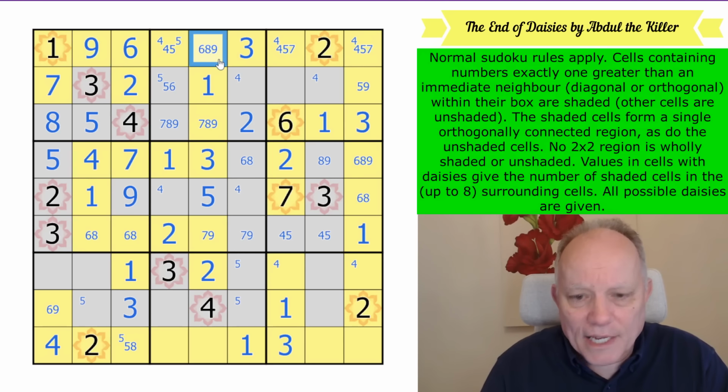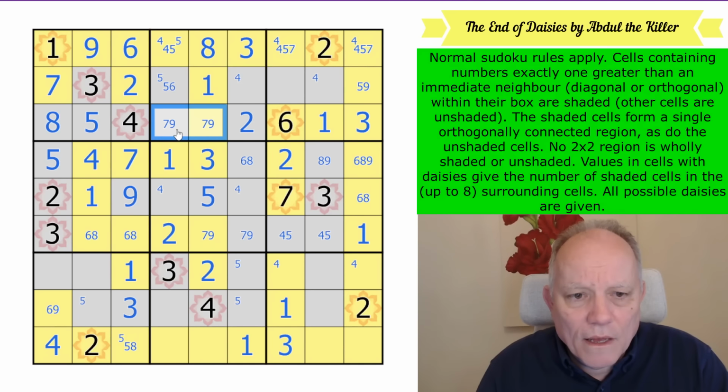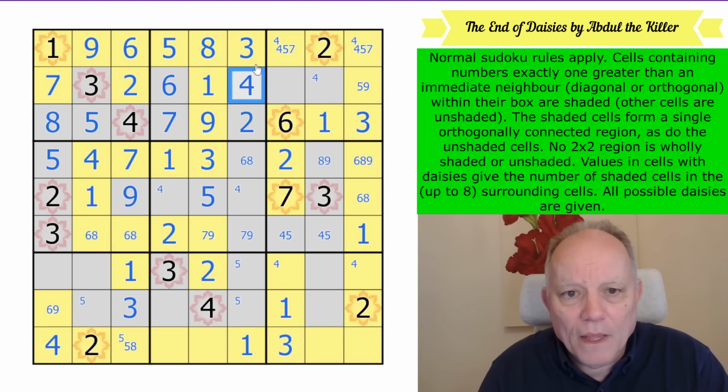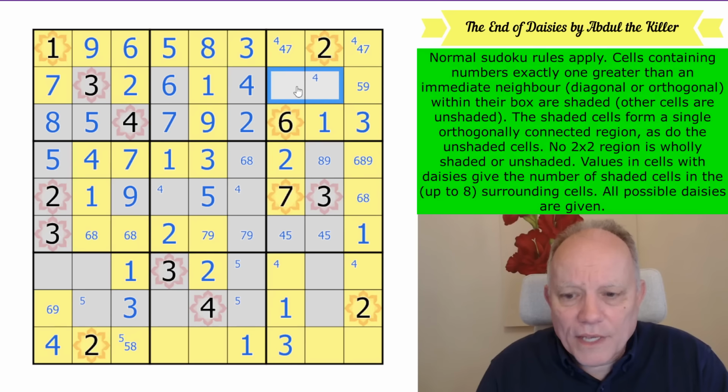Okay, this is 8. This is a 7, 9 pair. That can't be 9 because of the grey, so that's 7 touching a 6, which is touching a 5, and that gives us a 4 here. These two are now a 4, 7 pair. These are from 5, 8, 9.